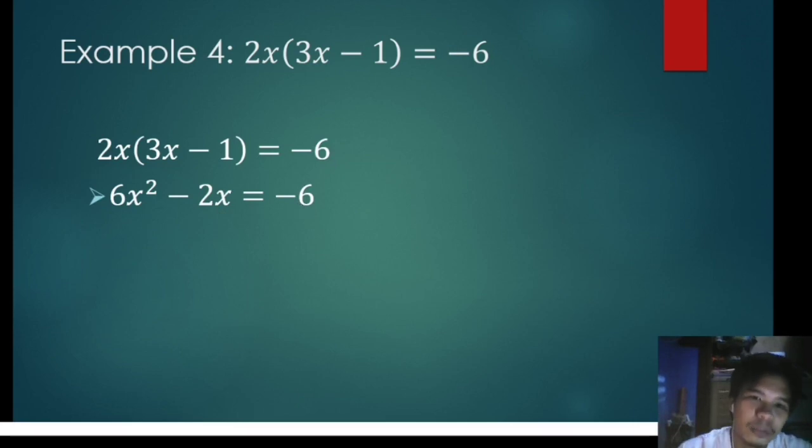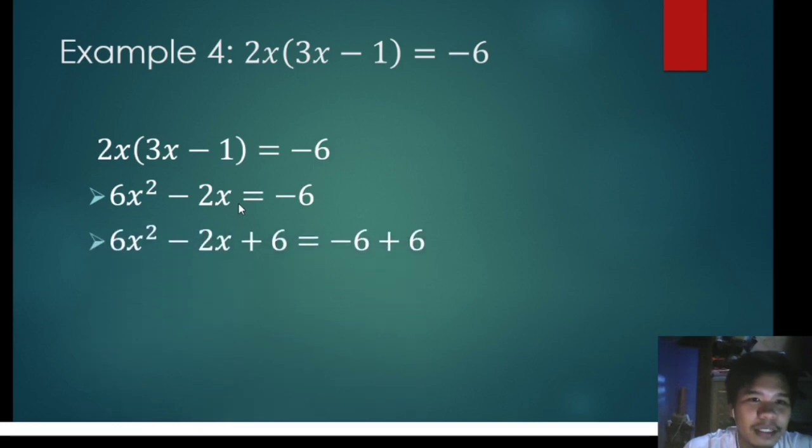Again, the next thing to do is to make the right side of this equation 0. So how are we going to make negative 6 to be 0? All we have to do is to add 6. If we add 6 to negative 6, applying the rules of combining integers, we get 0. So since we're going to add 6 here at the right side, we're going to add 6 also at the left side. So we have 6x squared minus 2x plus 6 equal to negative 6 plus 6. So the right side now becomes 0 since negative 6 plus 6 is equal to 0.